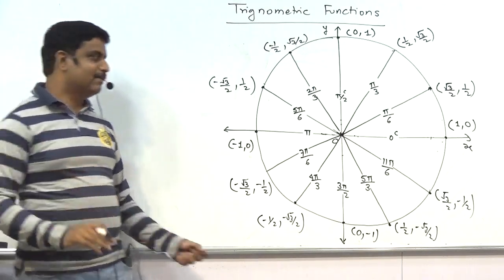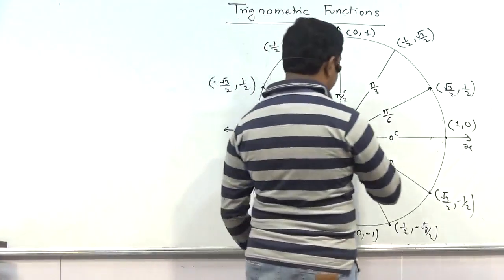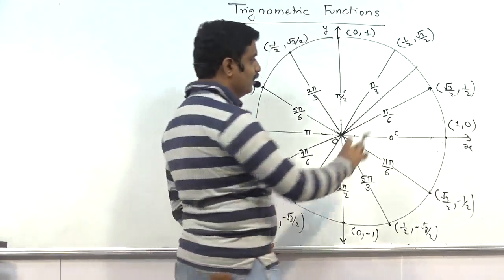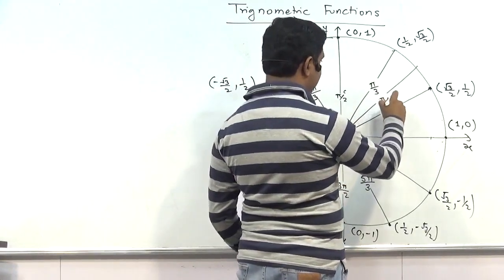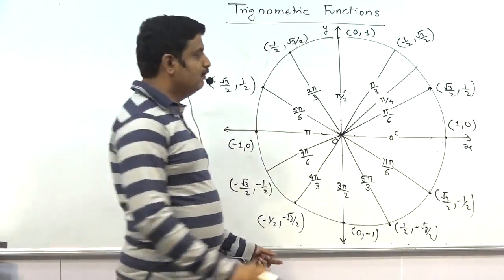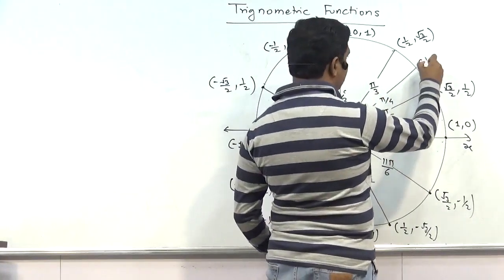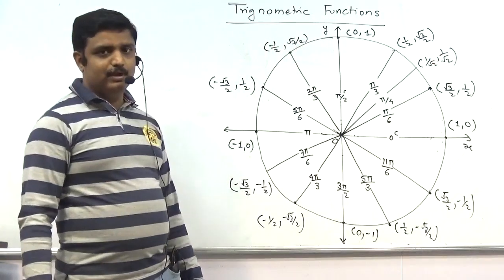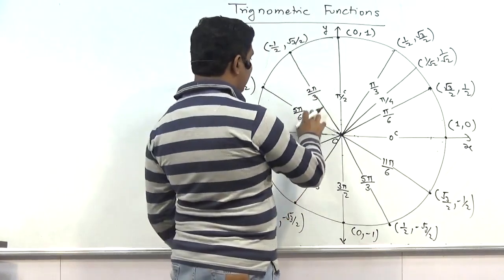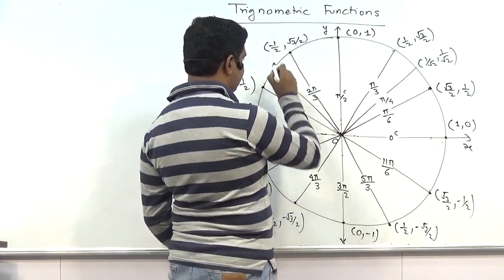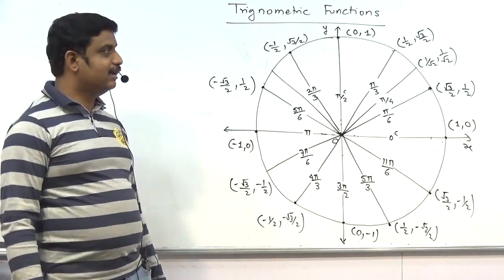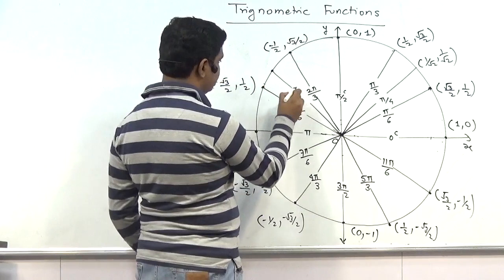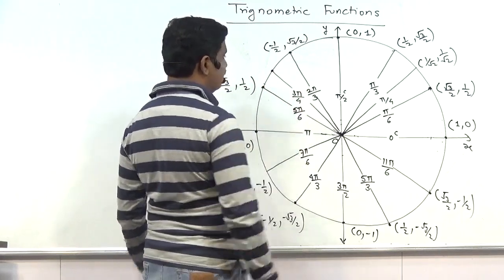45 degree or pi by 4. Where it will be? It will be between pi by 6 and pi by 3. Okay, what is this angle? Pi by 4. What will be these coordinates? Both are same, 1 by root 2, 1 by root 2. Okay. Similarly, 2 pi by 3, 5 pi by 6. In between these two, 135 degree or 3 pi by 4. What is this angle? 3 pi by 4.